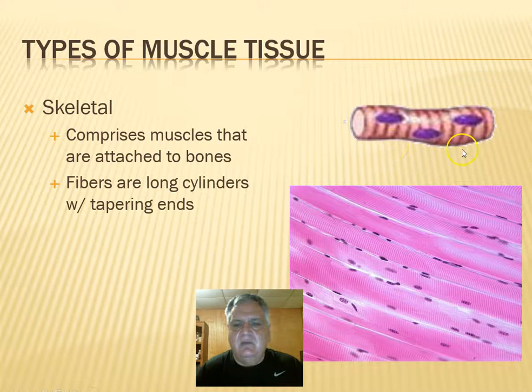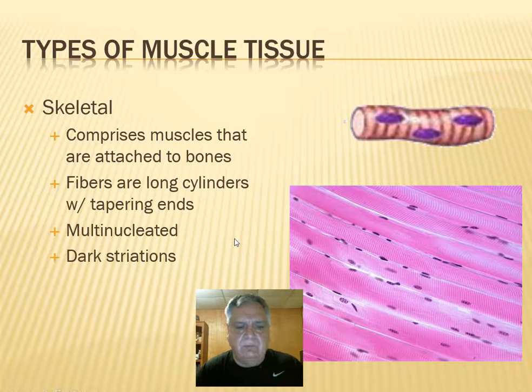Here we can see an artist's conception of a typical skeletal muscle fiber. This doesn't include the ends where the taper would be. It's kind of cut off there. We can see that this skeletal muscle fiber, one of the differences with cardiac and smooth muscle tissue, is that the fiber is multinucleated. There can be several nuclei in a single muscle fiber. There are also dark striations that we see here. So it is striated. It does have cross bands, just like cardiac muscle tissue does. So in that respect, it's similar to cardiac muscle tissue.